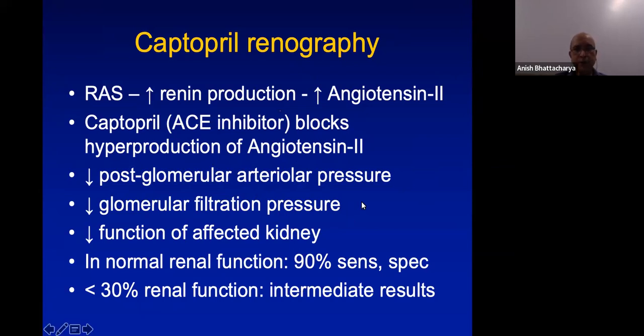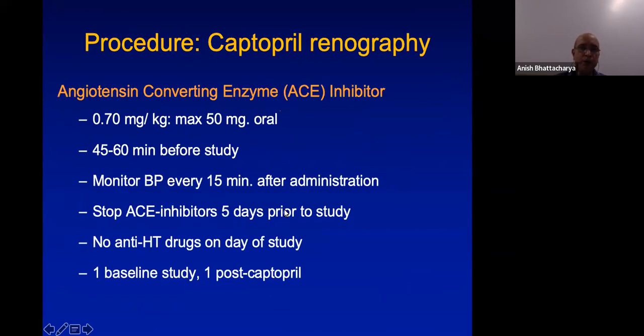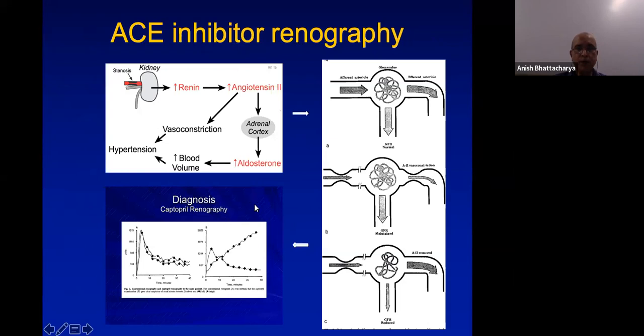If you have a normal renal function to begin with, it is 90% sensitive and specific. As the renal function drops below 30%, you get intermediate results. How is it done? You give an ACE inhibitor at a dose of 0.7 milligram per kg oral dose, approximately an hour before the study. Monitor the blood pressure every 15 minutes after administration. You need to stop ACE inhibitors 5 days prior to the study, and no antihypertensive drugs on the day of the study. One baseline study and one post-captopril study are required.